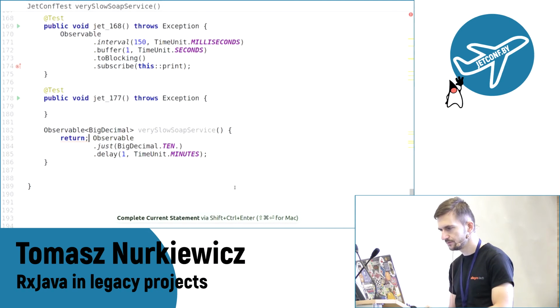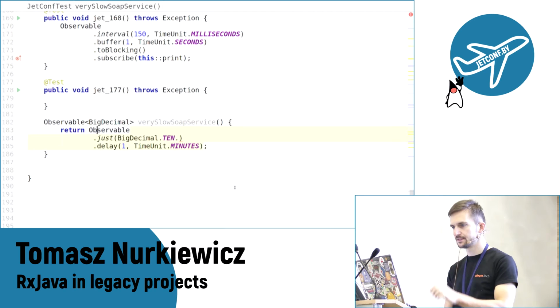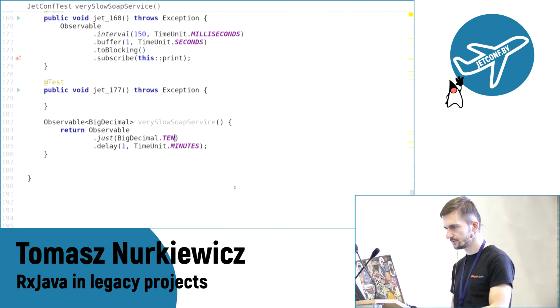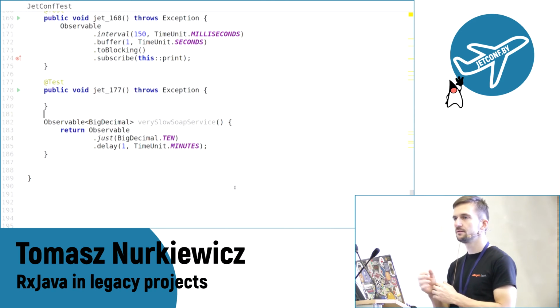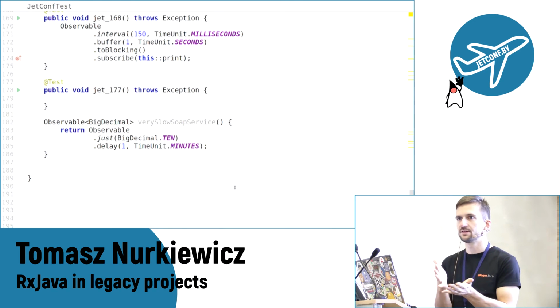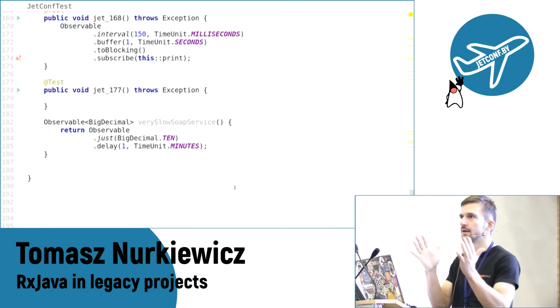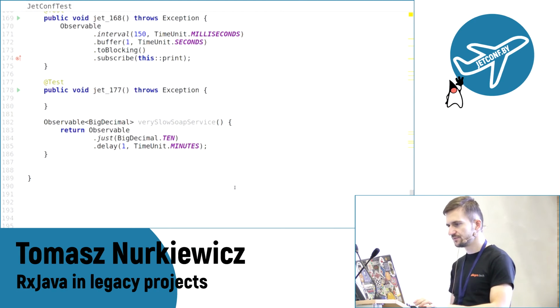All right, so what this code does is that it creates an observable that emits a single value of 10, but after a minute. So, having a stream of data, I can shift all the events by a given amount of time. But this is just for simulation.